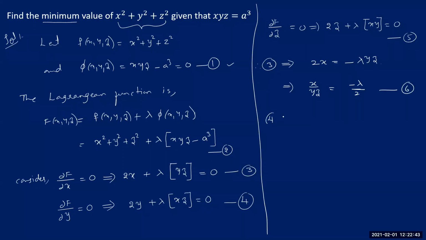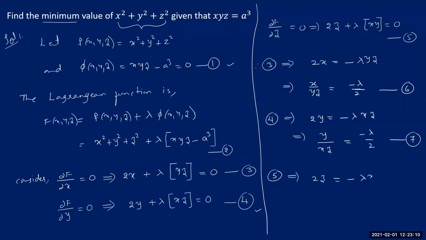Now equation 4 implies similarly, from this equation, 2y is equals to minus lambda into xz. So you can also write it as y divided by xz is equals to minus lambda by 2. Let me take it as equation number 7. Then from the next equation, equation 5, we can write 2z is equals to minus lambda into xy. And therefore, bringing xy to the left hand side, z divided by xy is equals to minus lambda by 2. I'm taking it as equation number 8.